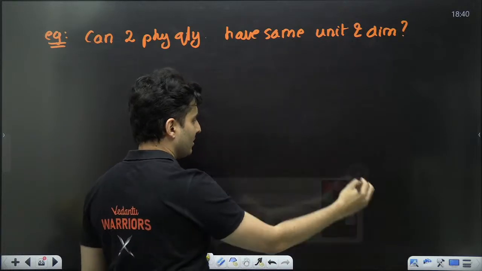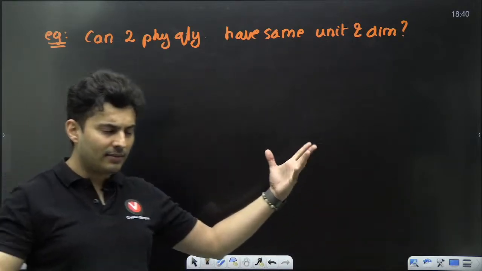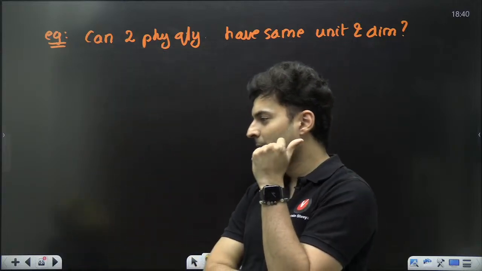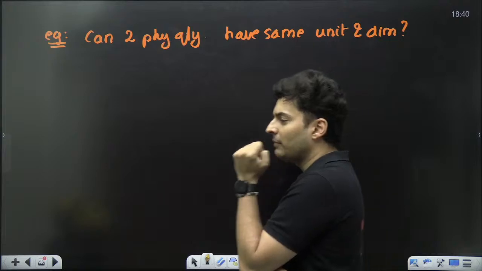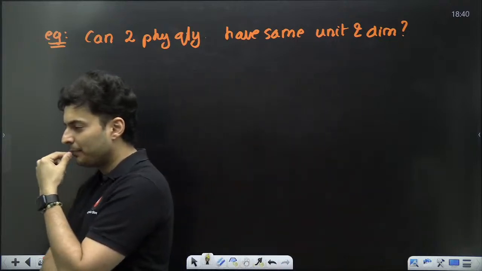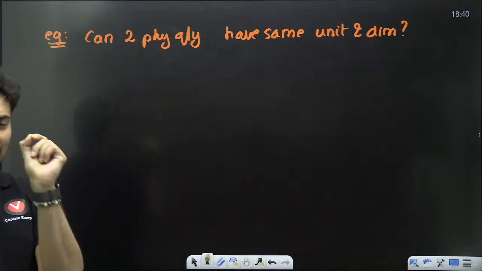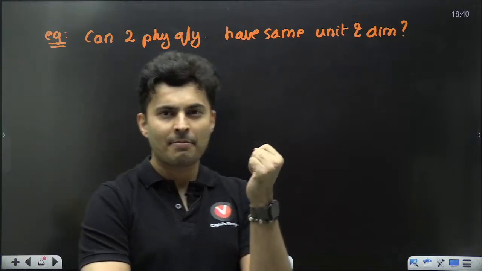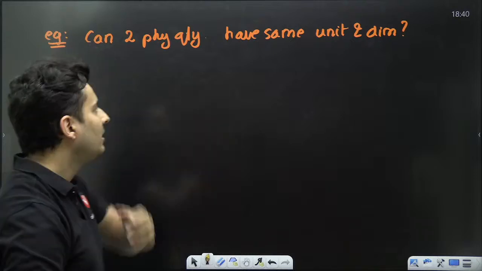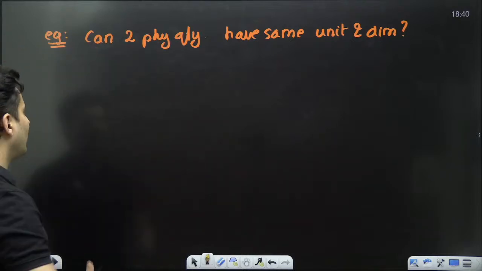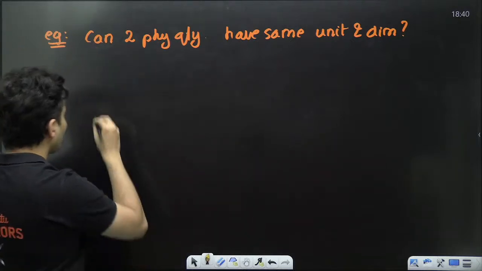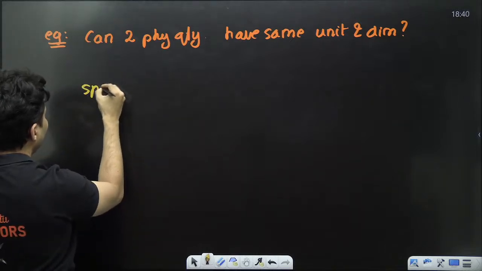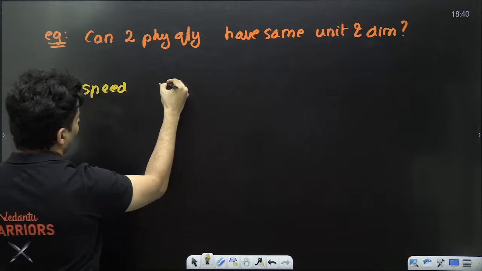What do you think the answer is? Can two quantities have the same unit? Think logically. Can two quantities have the same dimension? Think carefully. Two physical quantities, can they have the same unit? Think, my dear warriors. Can they have the same dimensions? Figure it out. Okay, I'll give you an example. Speed and velocity.